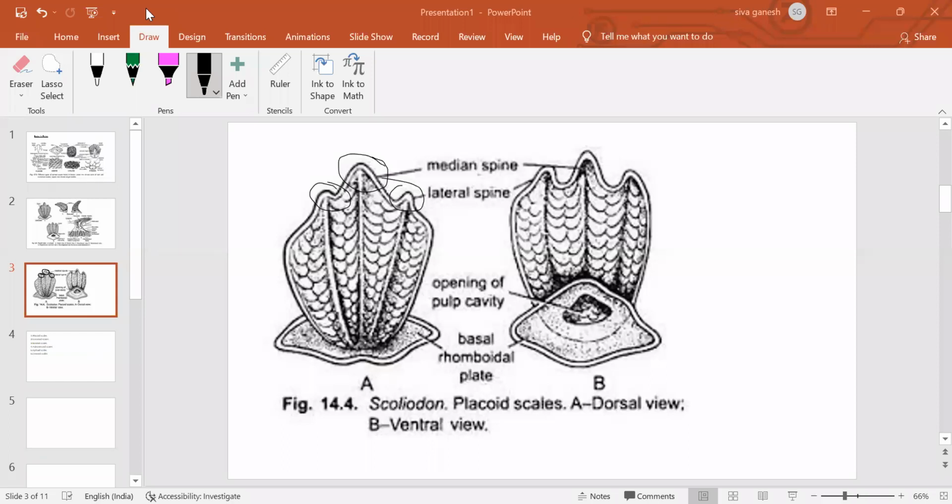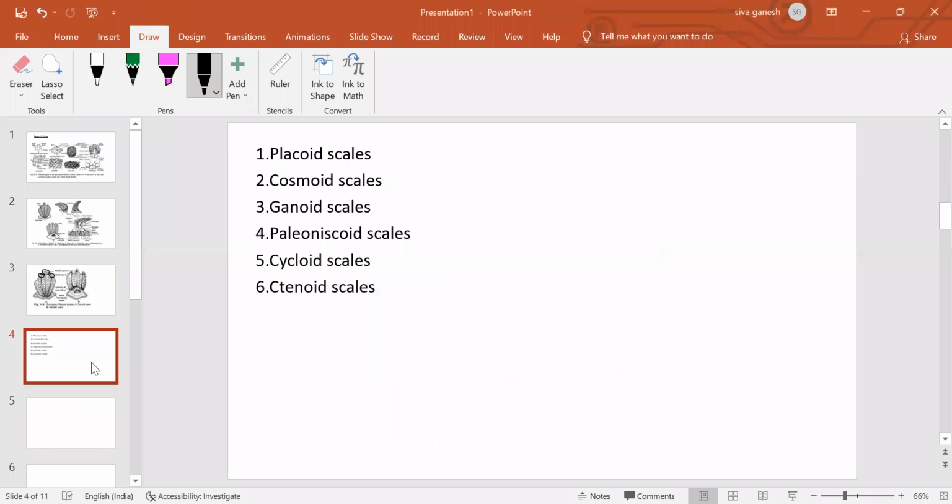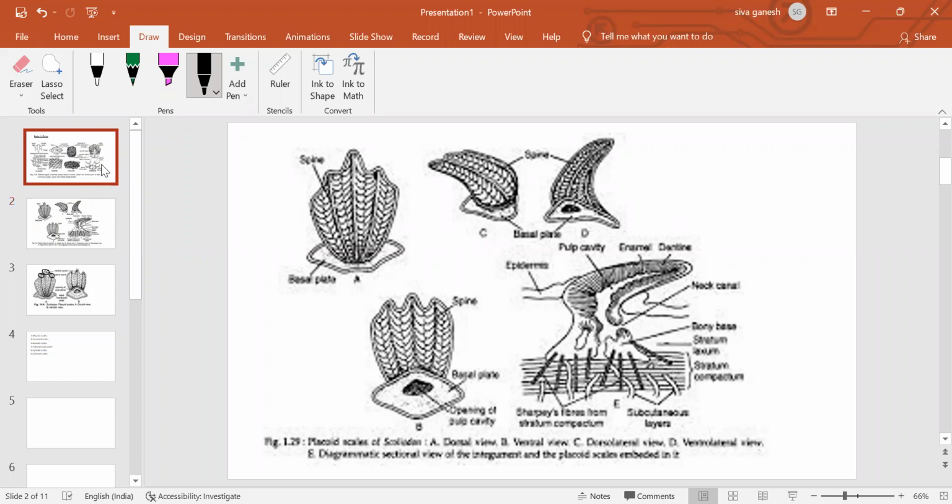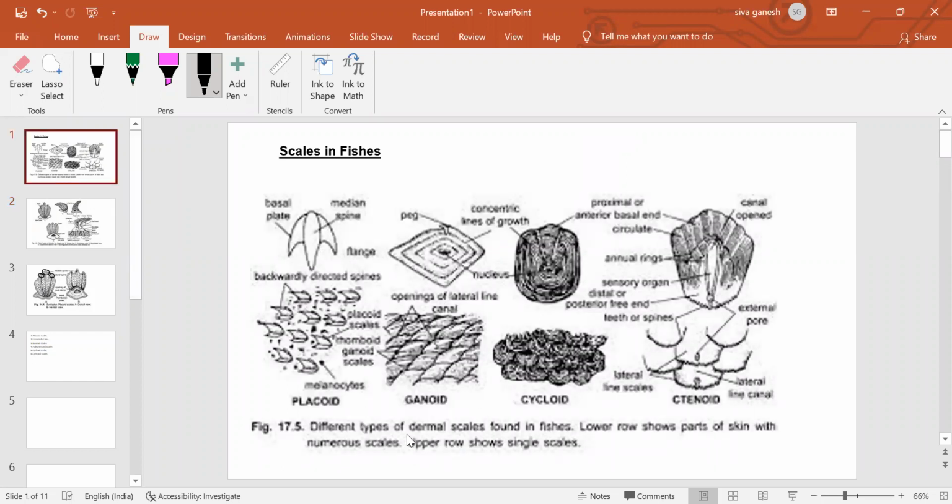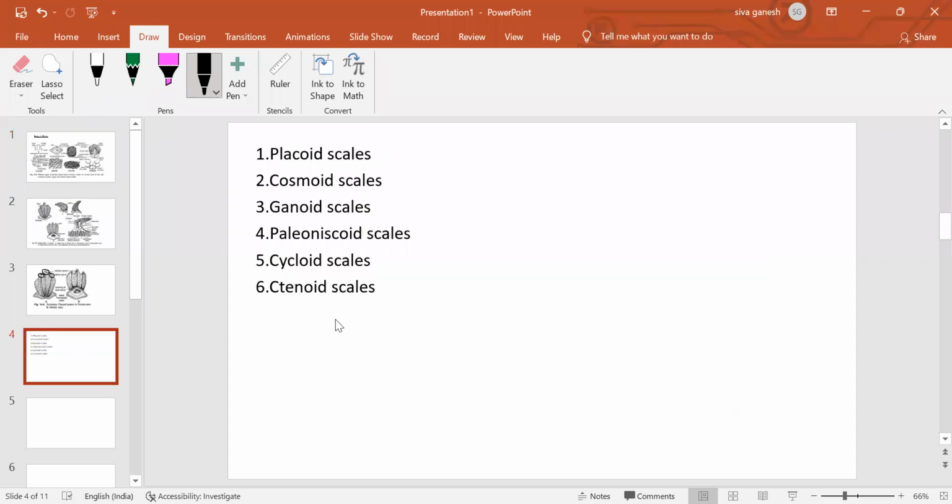Okay, students, next, the second type of scales, cosmoid scales. The cosmoid scales are specialized scales. Why are they called cosmoid scales? They are made up of a material called cosmine. Here you can observe the cosmoid scales.